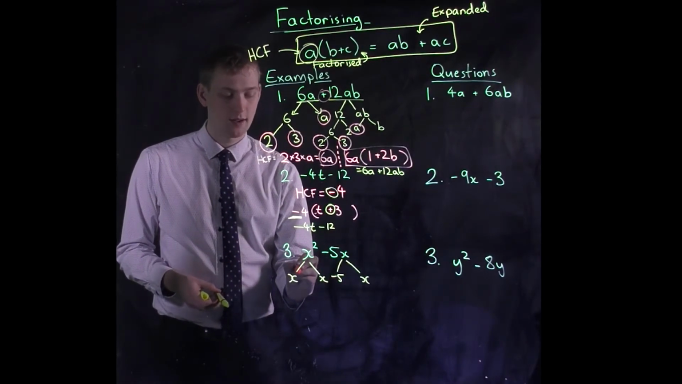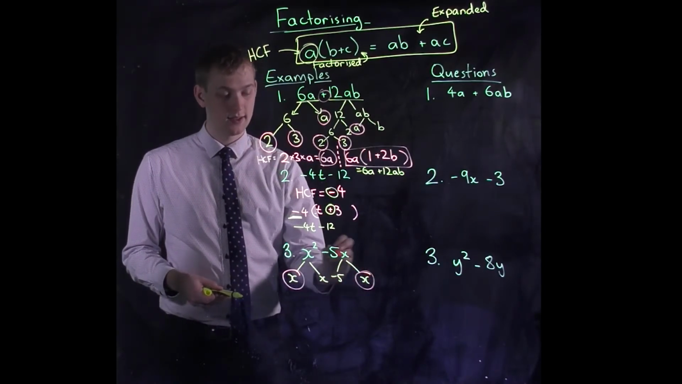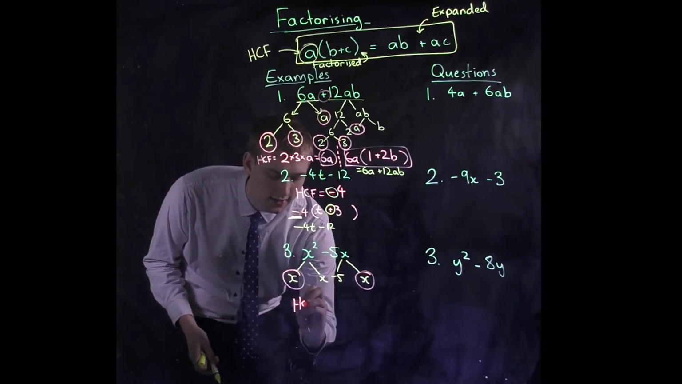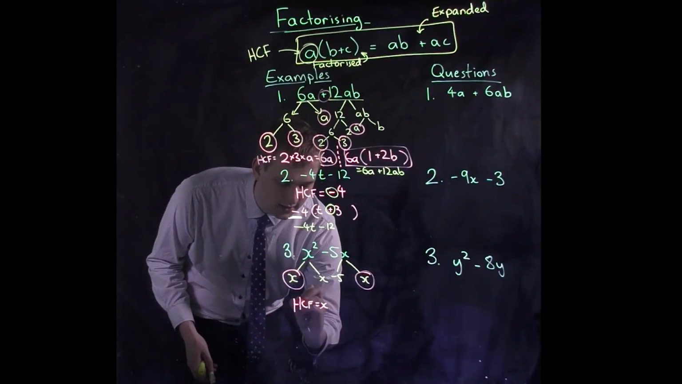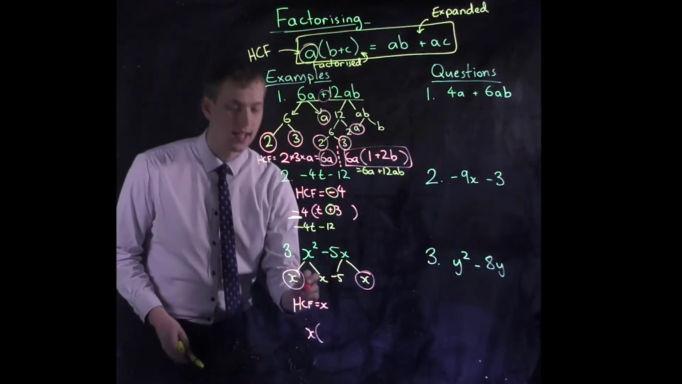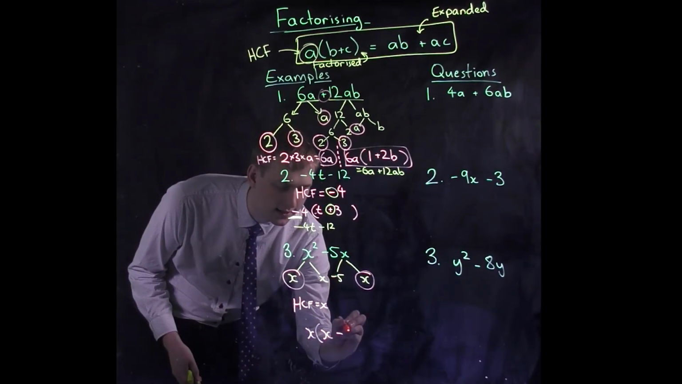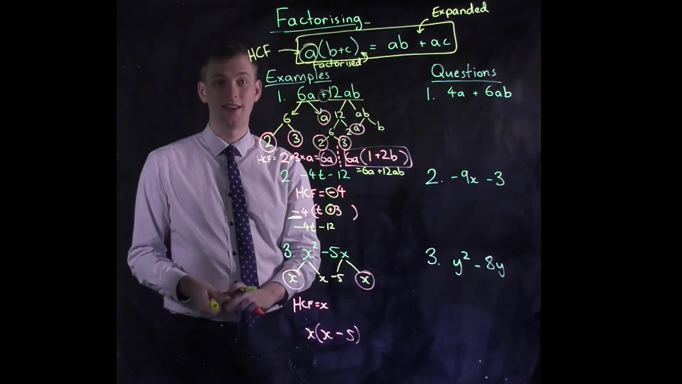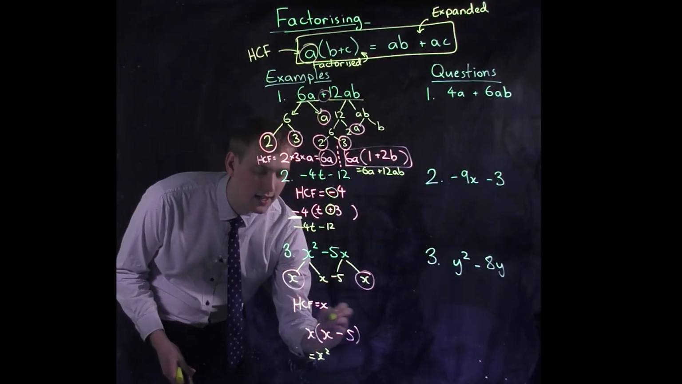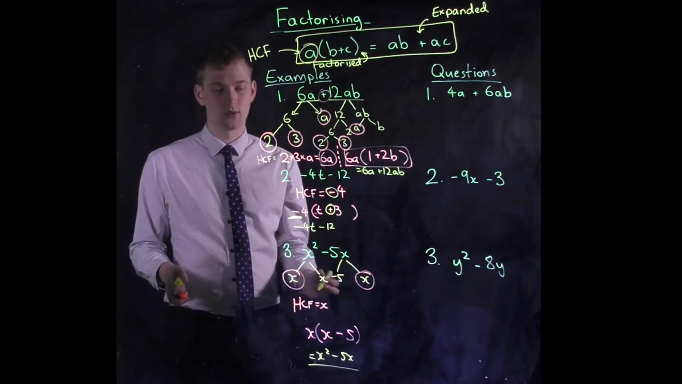Now if I circle our common prime factors, we have an x and we have an x. There's no other x over here and no minus 5 over here. So that's a highest common factor of x. So if our highest common factor is x, we can put that out the front. And then we need to divide both of these by x. So we're going to get x minus 5. Now again, we can check by expanding. We're going to get x times x, which is x squared. x times minus 5, which is minus 5x, which is the first answer, which is what we want.